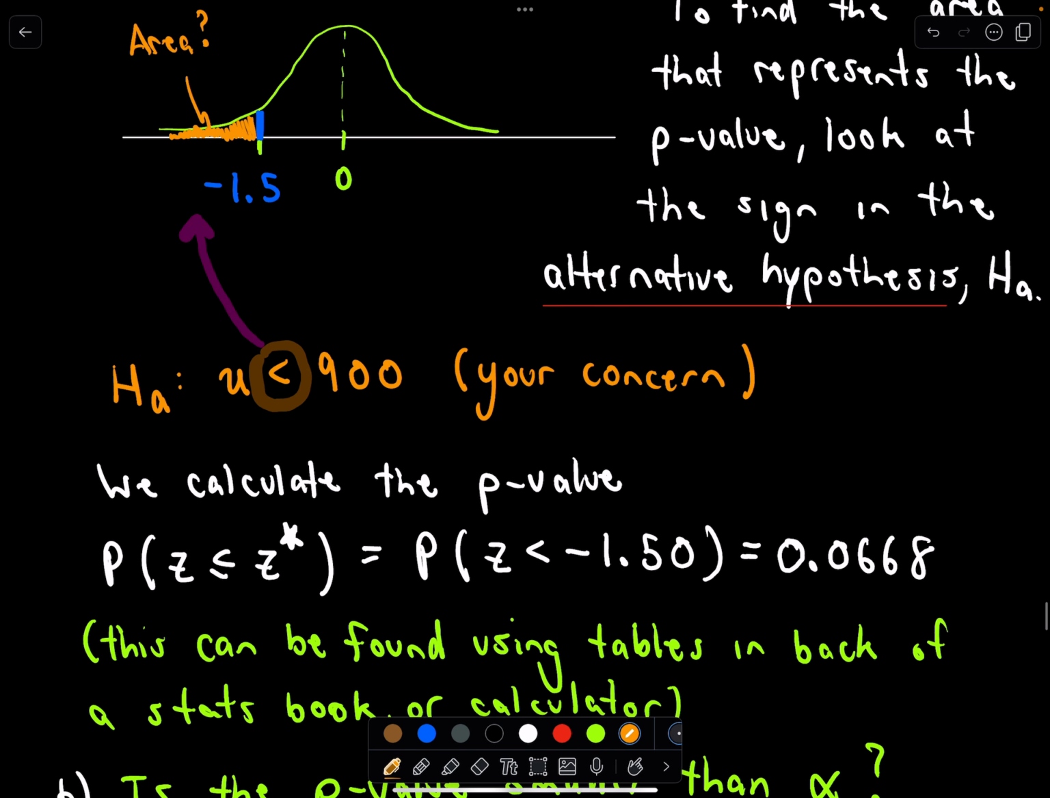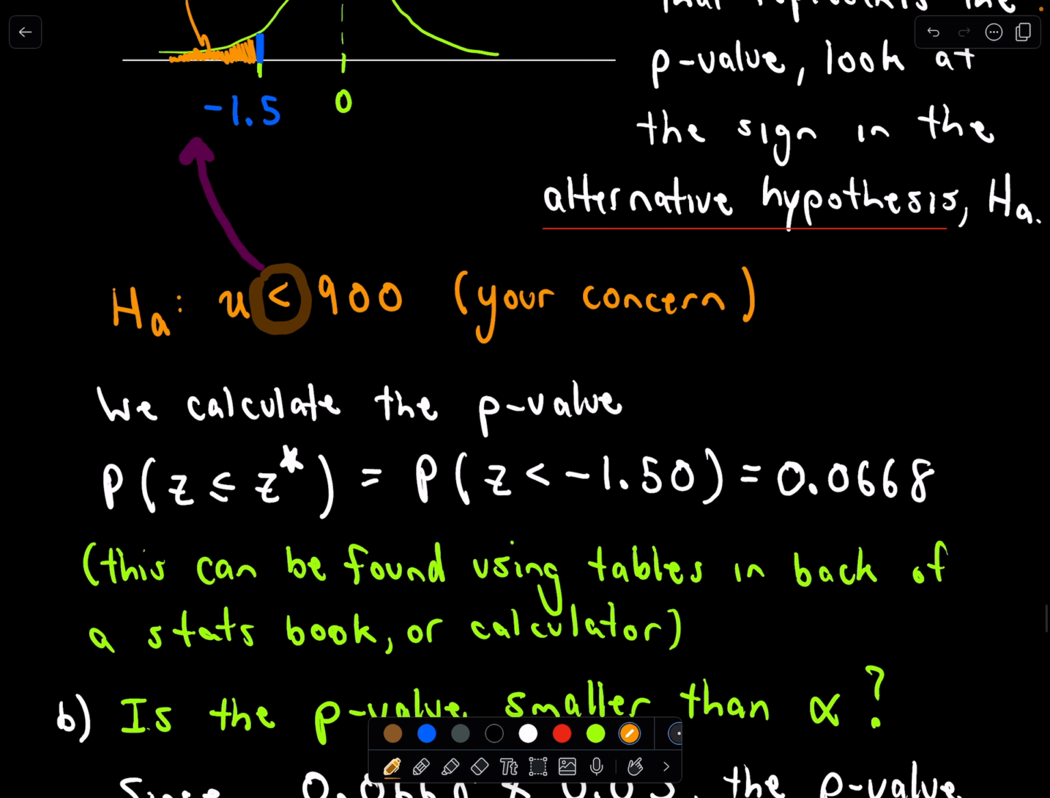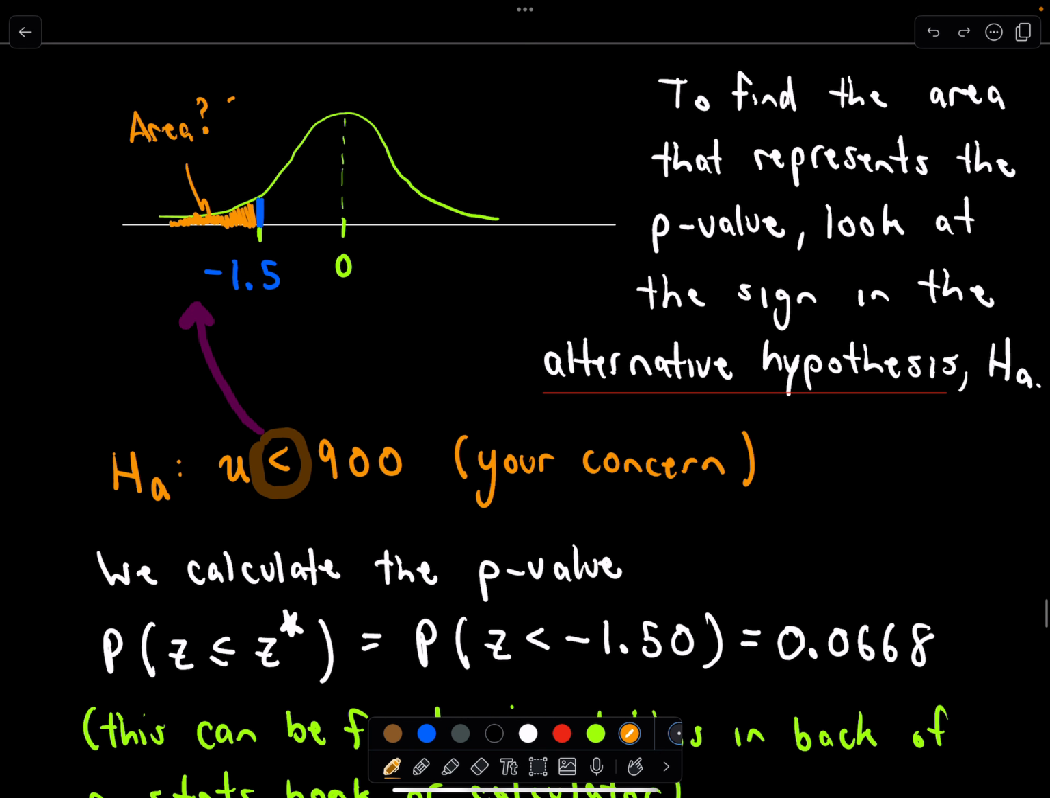To find that value, this comes from tables. This is stuff that you should have seen in a preceding section. We're going to find the probability that z is less than negative 1.5. You can do this on a calculator or a table. I got that this little shaded area to be 0.0668. Now, this is going to be an important value.